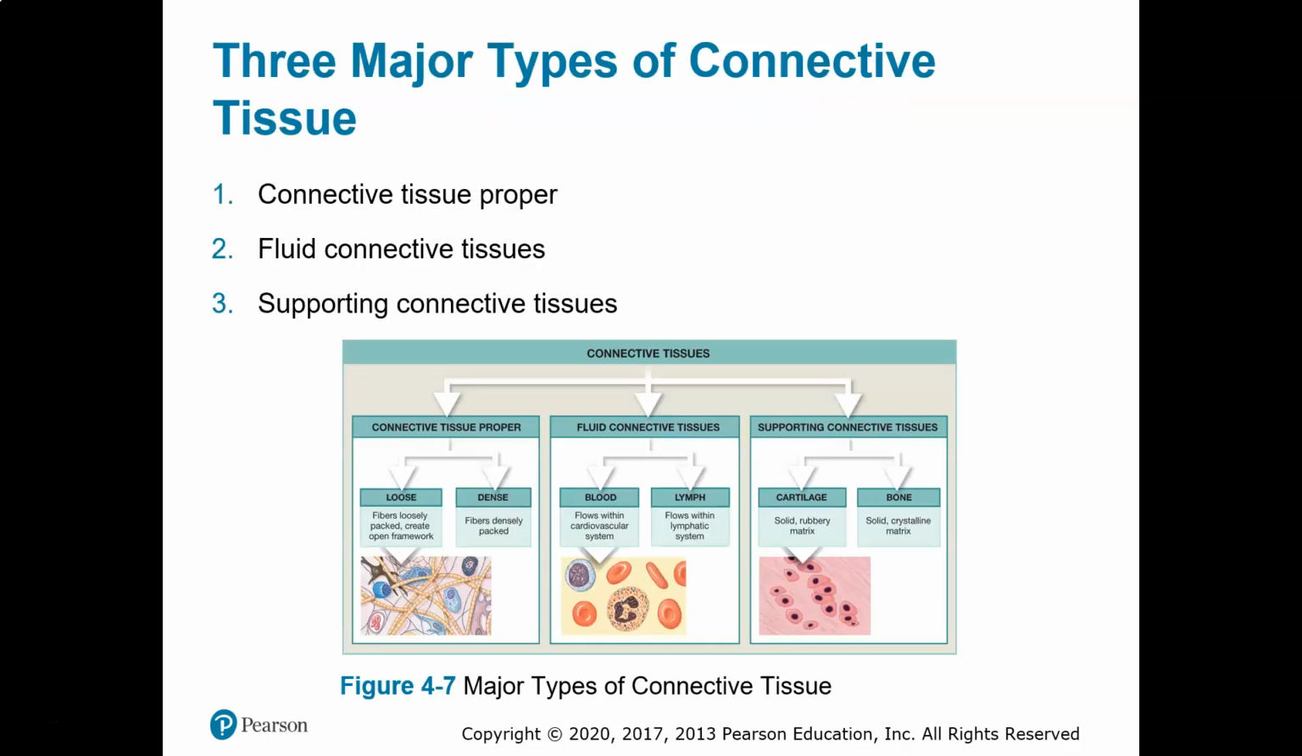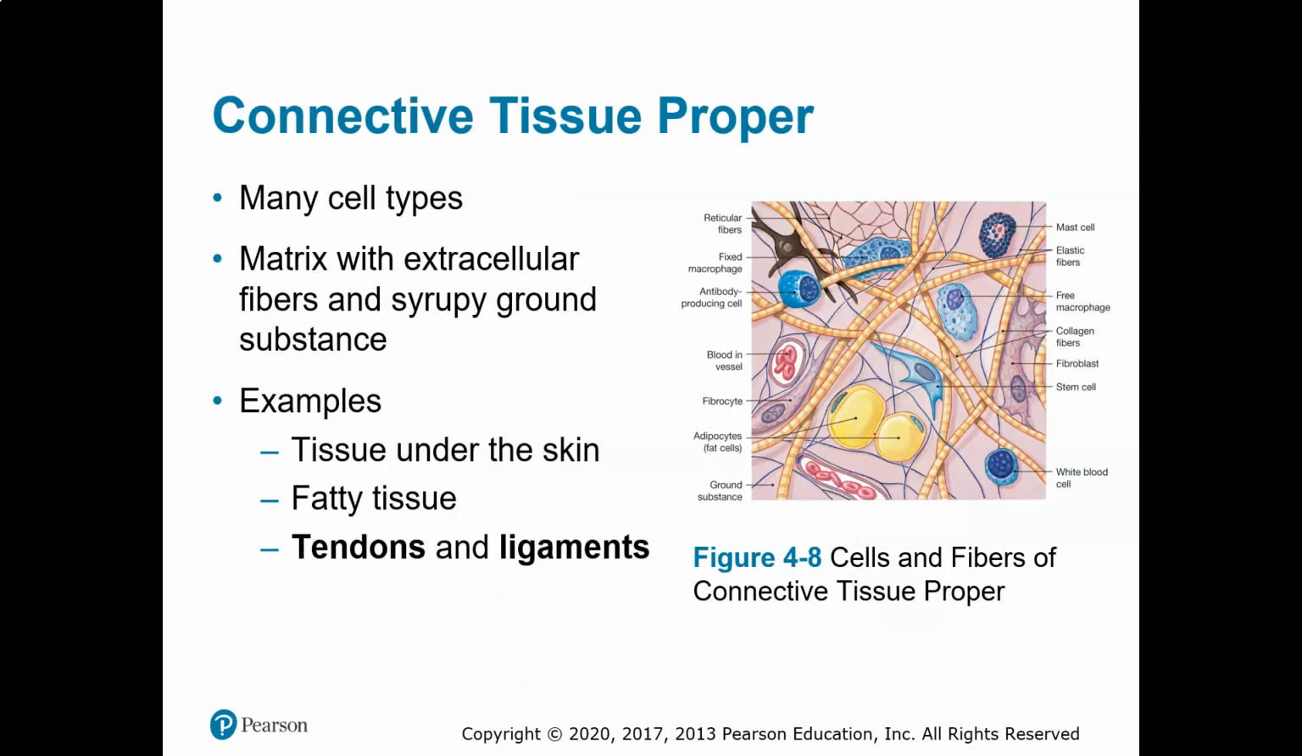And here we see three major types of connective tissue. Connective tissue proper consists of loose and dense connective tissue. Fluid connective tissue is either blood or lymph, and supporting connective tissue is cartilage and bone. Connective tissue proper has a syrupy ground substance, and it can contain all three of the extracellular fibers.